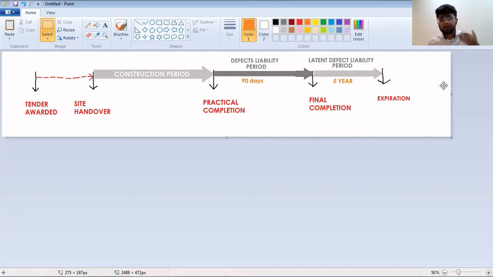Now, there are some defects that won't show themselves. And so those defects, if they happen to appear within a 5-year period after the building is completed, then there's an obligation upon the contractor to do his duty to come and repair those things. So that's what the 5-year latent defect liability period is for. So this is my explanation of it, to get more or less a very quick overview, a very quick comprehension of what these things mean.